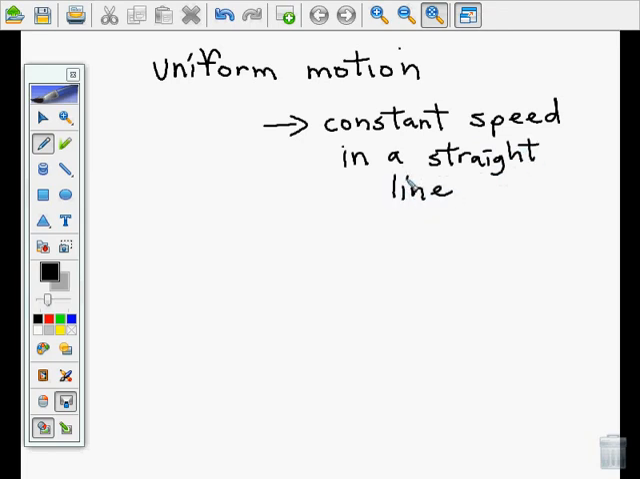We studied uniform motion, and that's when you're going on a straight line path, you're not making any turns, and you have constant speed. Essentially, constant velocity. Now we're going to be studying uniform circular motion.